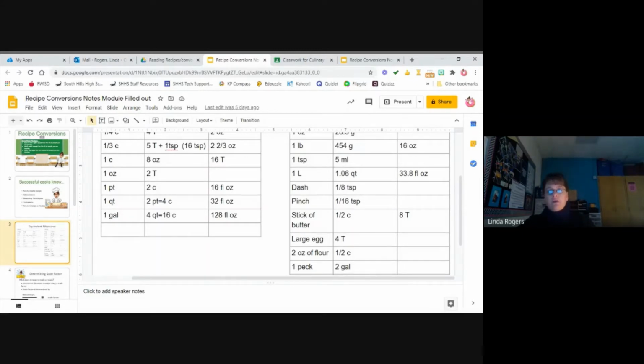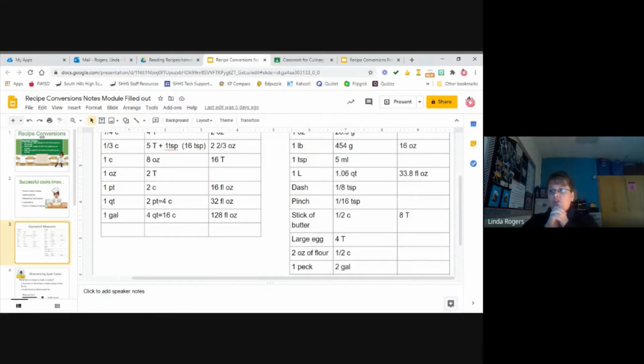That's more in cooking as opposed to baking. Baking is more exact. A stick of butter: 1 stick of butter is 1/2 cup or 8 tablespoons. So your recipe may say 1/2 stick of butter. If it said 1/2 stick of butter, how much butter would you do?